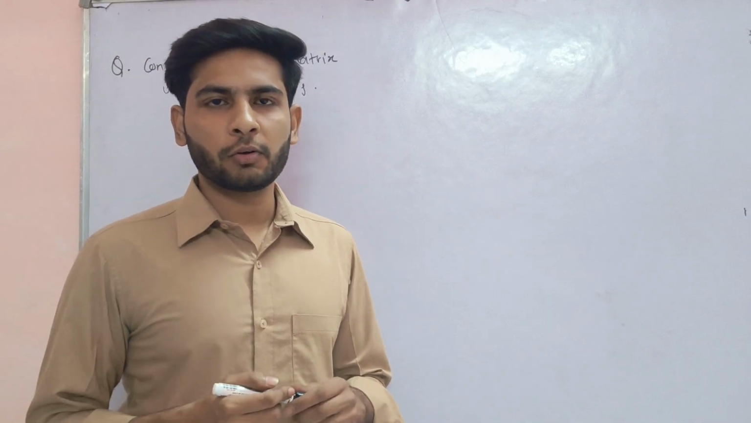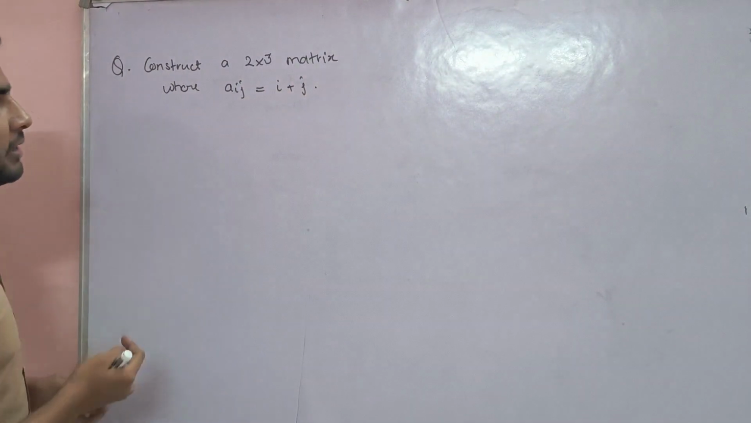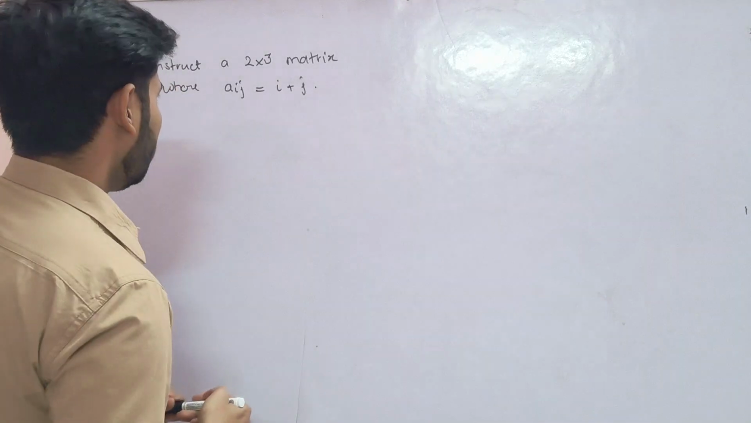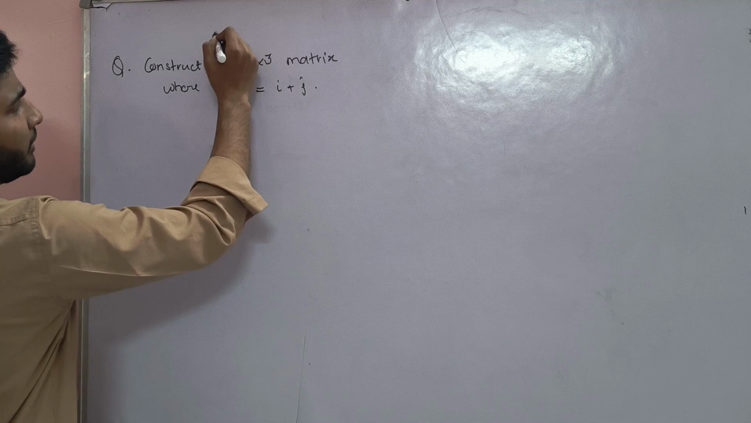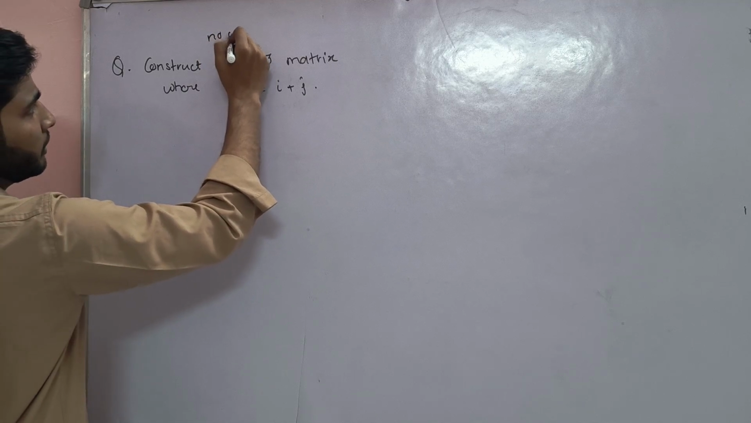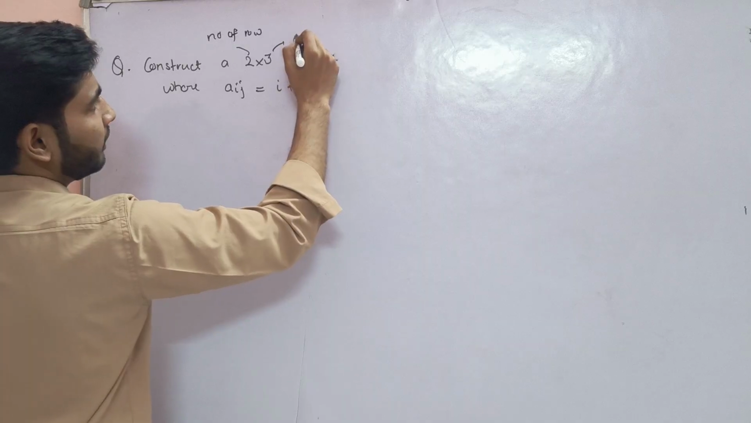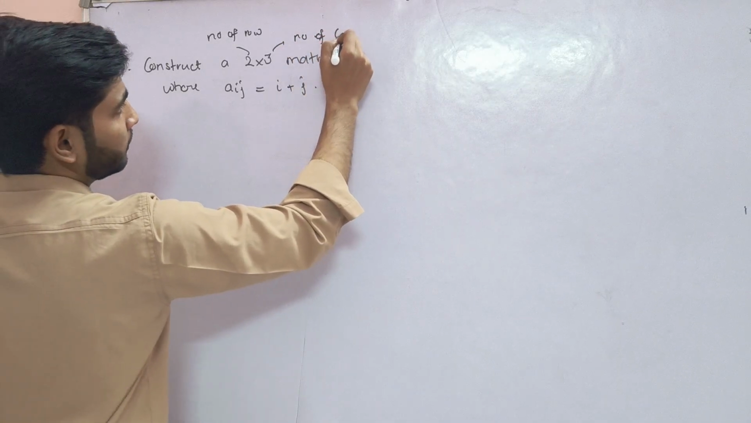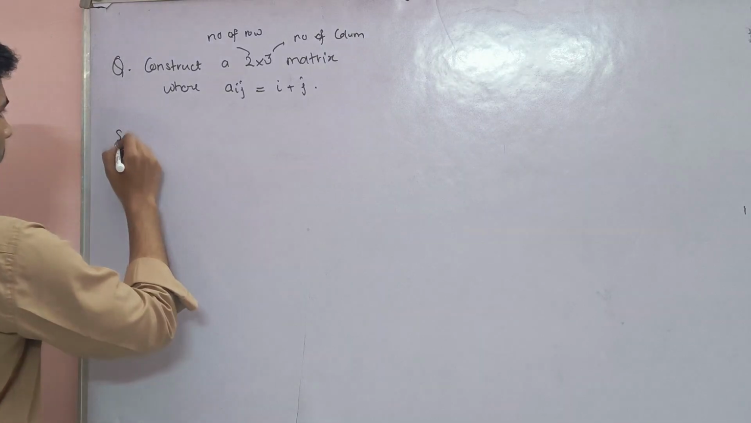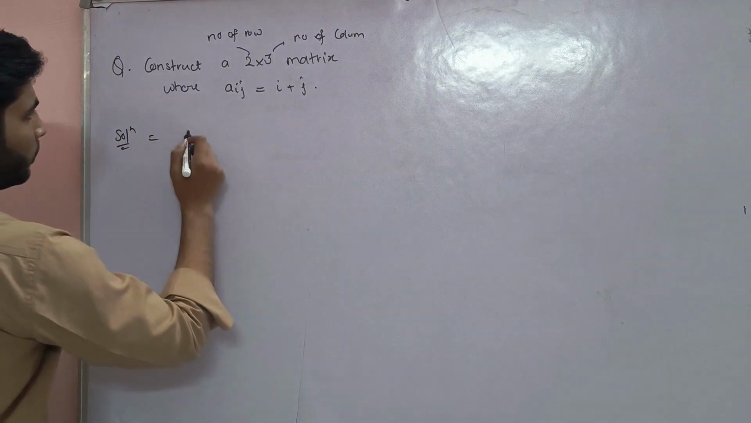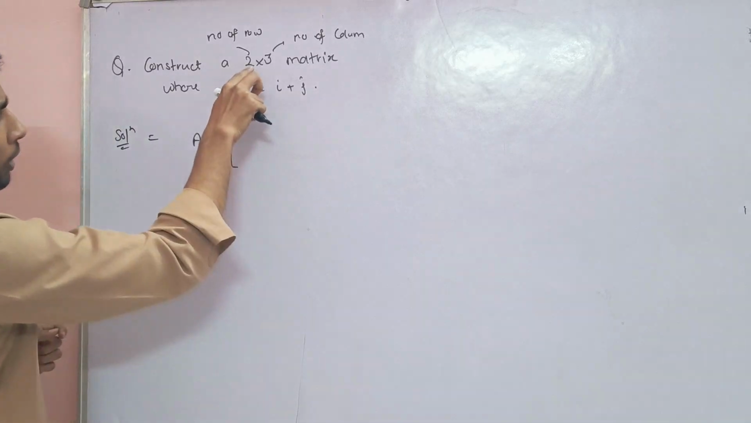Now we will see another question. Construct a 2 cross 3 matrix where Aij equal to i plus j. So we know the first element always indicates the number of rows and the second element always indicates the number of columns. So we know the order. So matrix A, we already know the order.